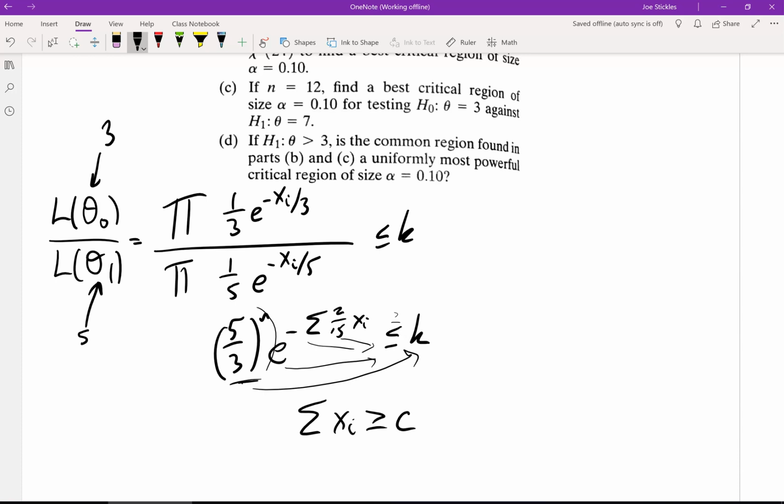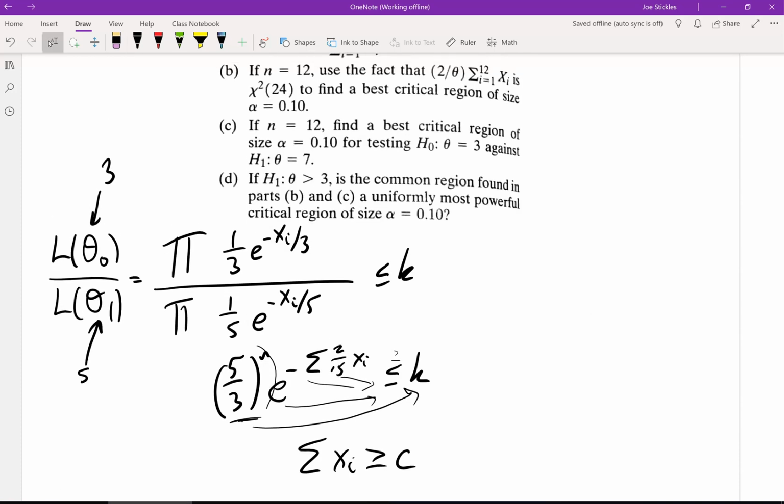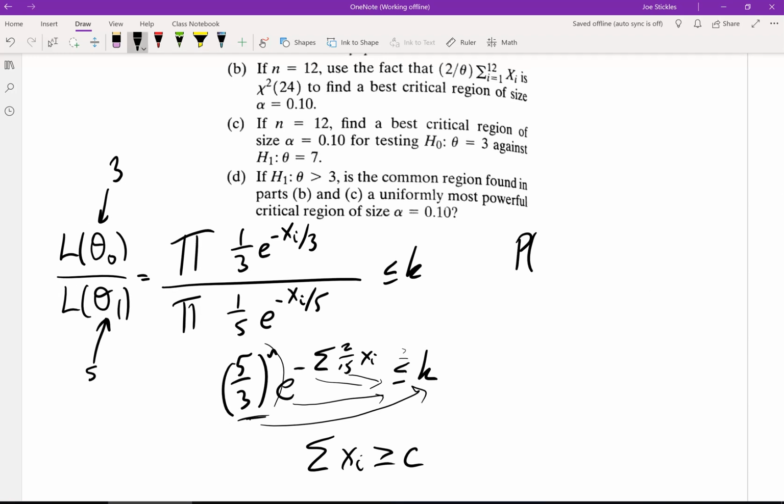All right, so let's talk about then how do we find this value. So this was part A. Part B asks us to find the actual value of C, find the best critical region. So we want the probability that the sum of the x sub i's is greater than or equal to C, given that theta equals 3, is equal to 0.1 in this case. Just changed it up on me.